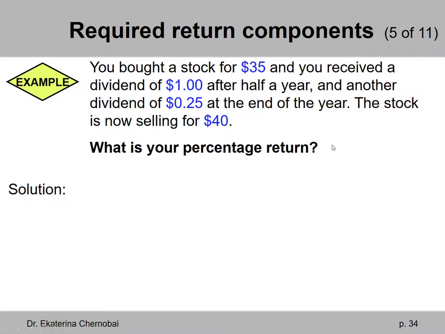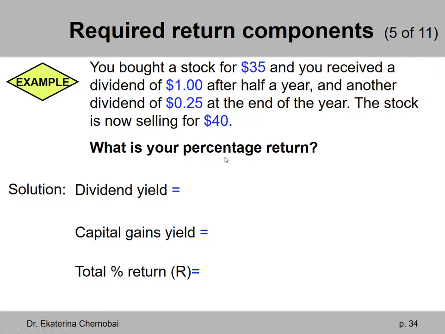To solve it, let's split it into the return components, into the two components, the dividend yield and the capital gains yield. So the return on your money in percent just based on the dividend that is paid to you, and the return on your money which is based only on the capital gain, or the change in the share price.